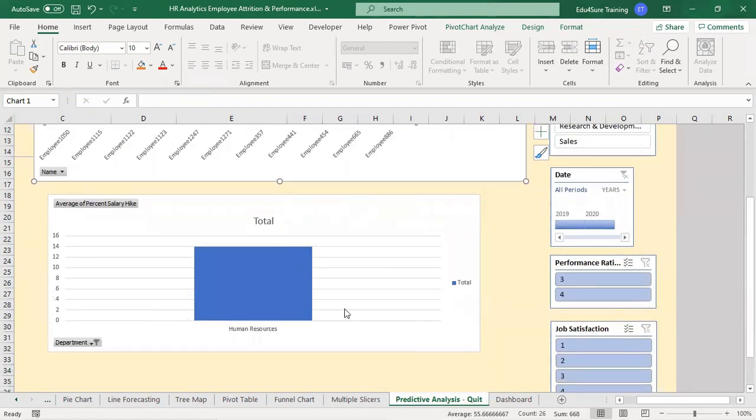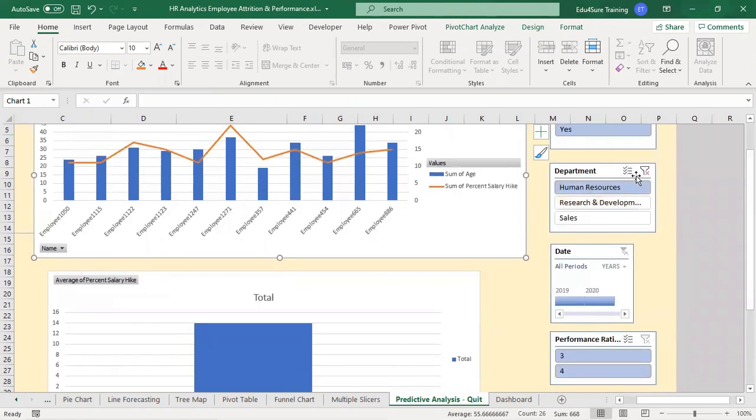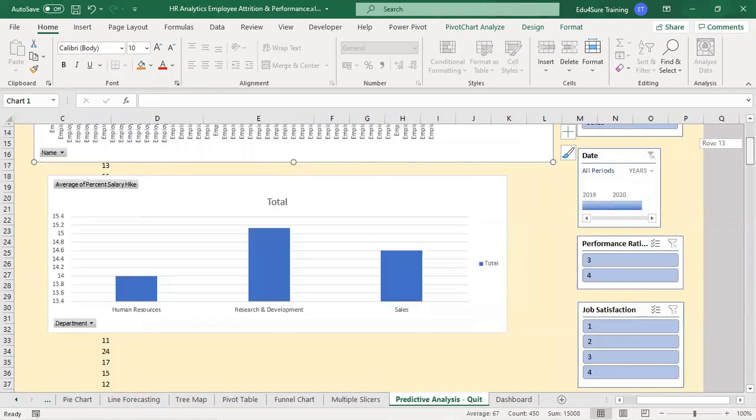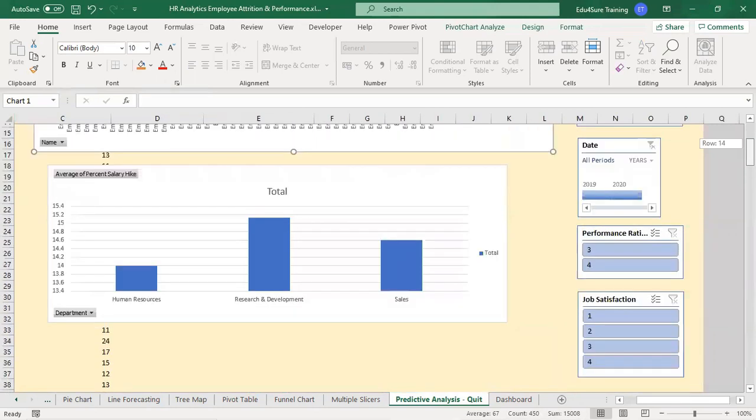Another chart we have created is for the department and the average percentage salary hike in that particular department, right? Why are we not seeing all the other departments here? Because we have used this filter from the slicers. Now you can see all the departments, right? And we have created these 4 slicers and 1 timeline.